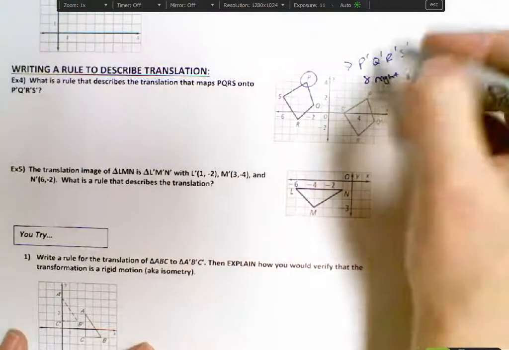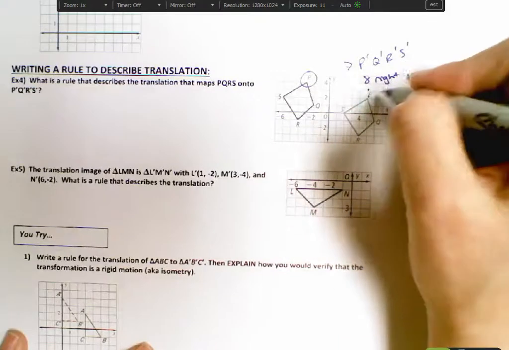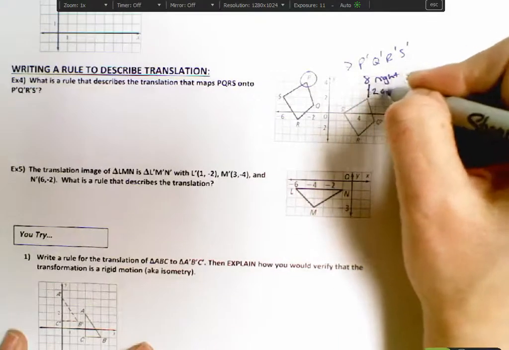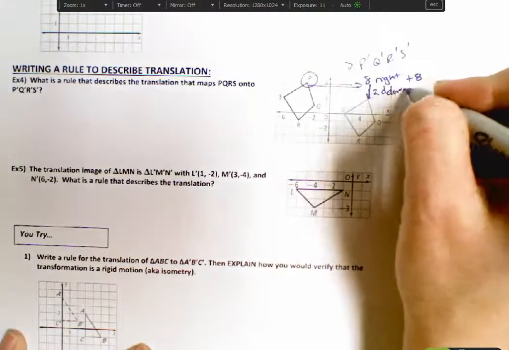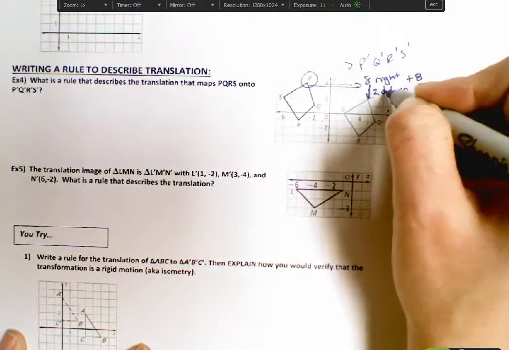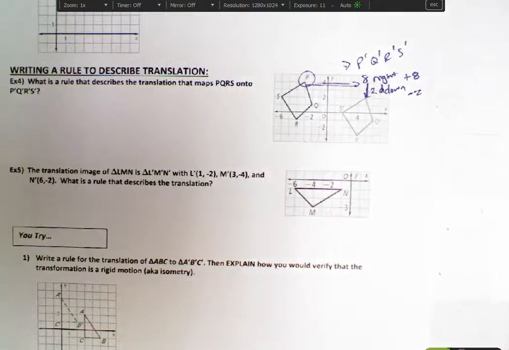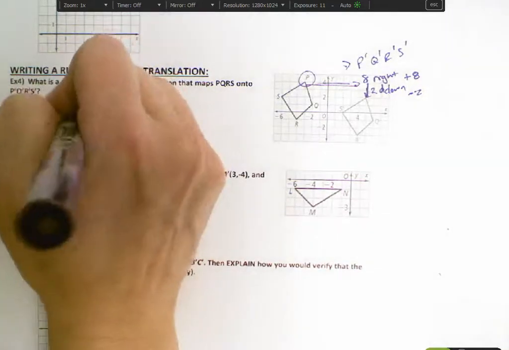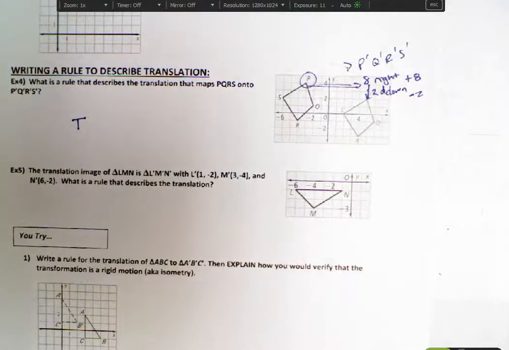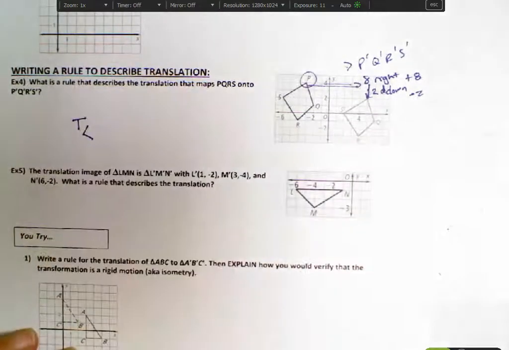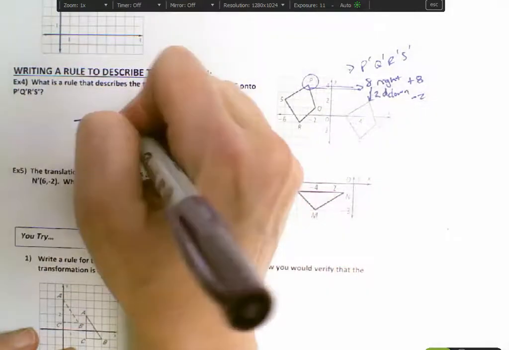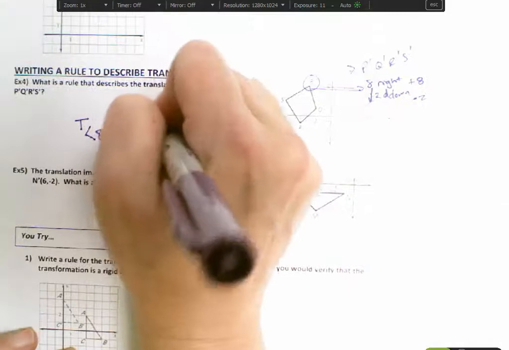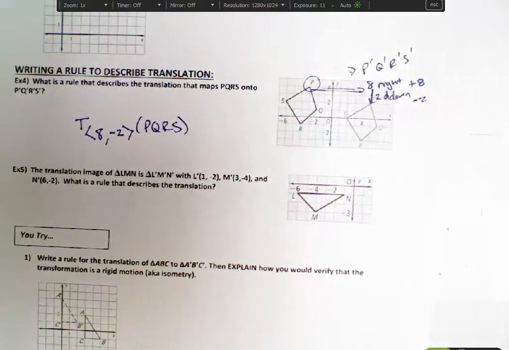Then from that point, I went 1, 2 down. So this is 8 right and 2 down. So 2 down means minus 2. So now I already have my function rule. I know that I translated it. I just shifted it. I moved it around, so it's a translation. With the vector, x comes first, 8 down 2 of the original PQRS figure. So that is my rule.